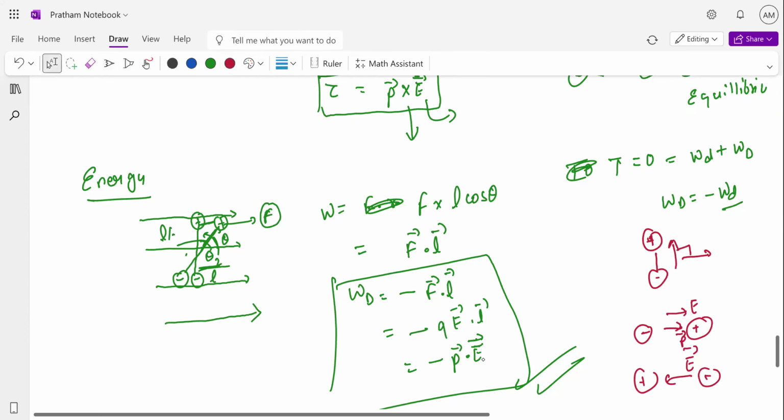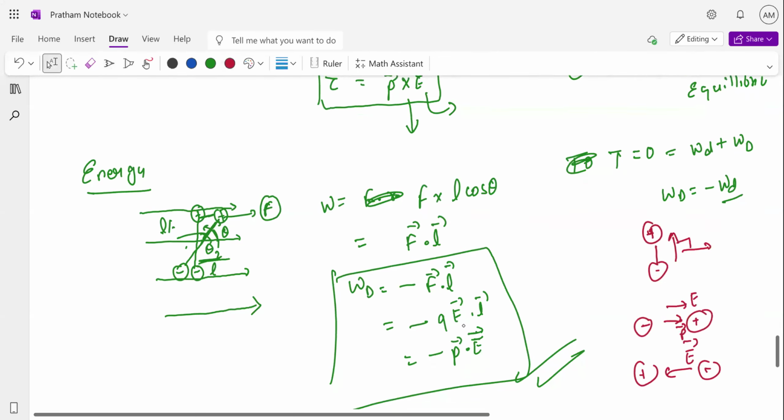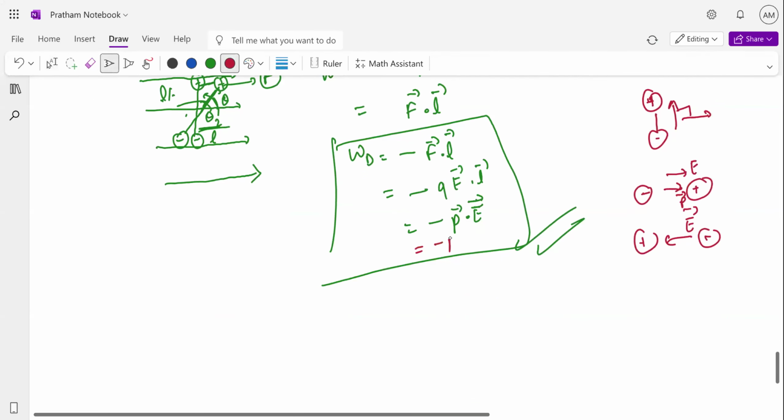In this case, the angle is 90 degrees. What is it? Minus P E cos theta. What is cos 90? Zero. In this case, energy will come out to be zero. Is that clear? Okay. No, no, it won't. It should not come out to be zero.